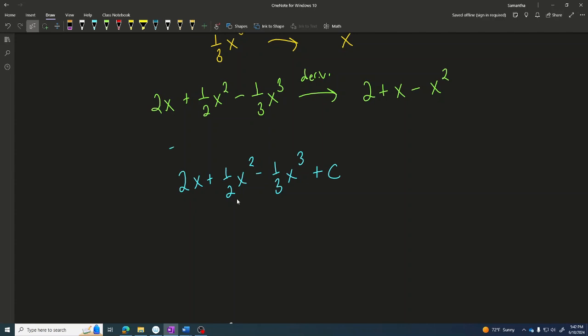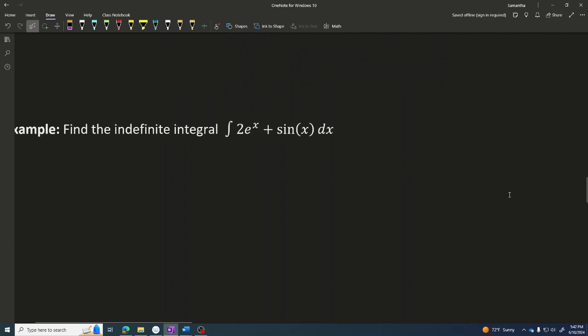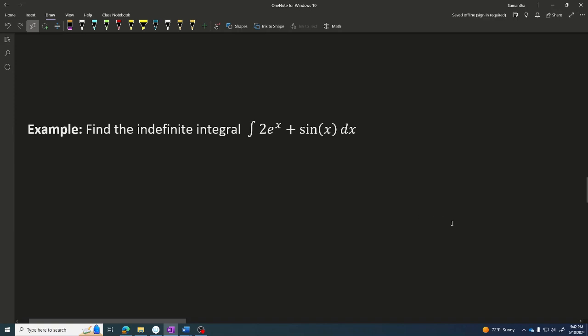This function here with the plus c would be the indefinite integral of this function. Let's do another example of using the linearity properties, the sum rule, the difference rule, and the constant multiple rule to find the indefinite integral given here. A constant multiple of 2 attached to e to the x, and then plus sine of x.